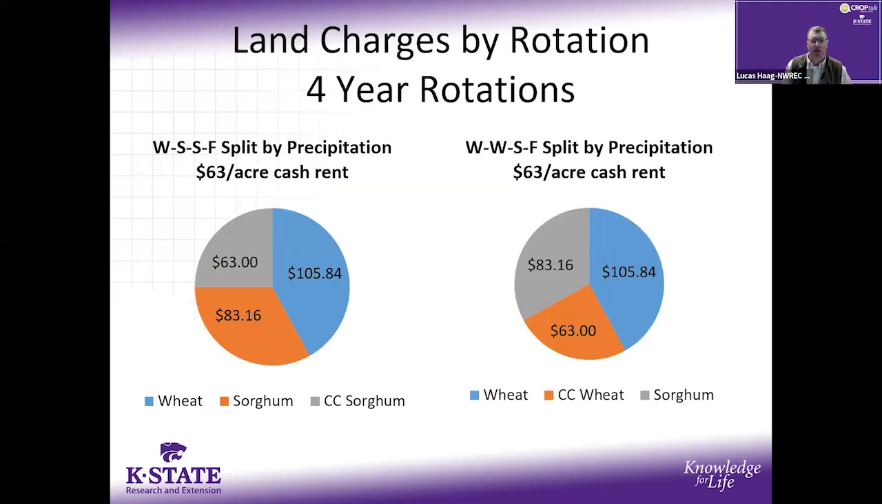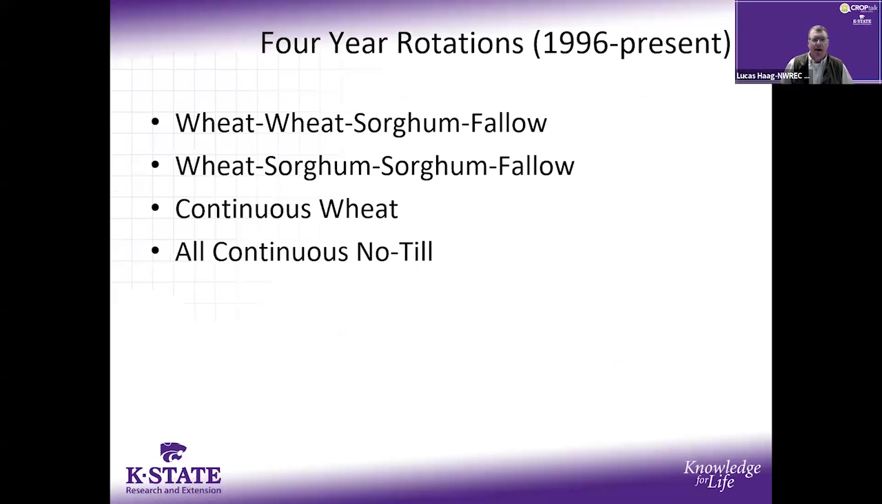That's the same data, just the same numbers, just a different way of looking at it. So this is one of the things we've looked at. This is a study Alan started in '96. So that next step of intensification, what if we go to 3 crops in 4 years or a continuous system, what's that look like? So we have wheat, sorghum, fallow, wheat, sorghum, fallow, continuous wheat, and this is all done in a no-till type scenario.